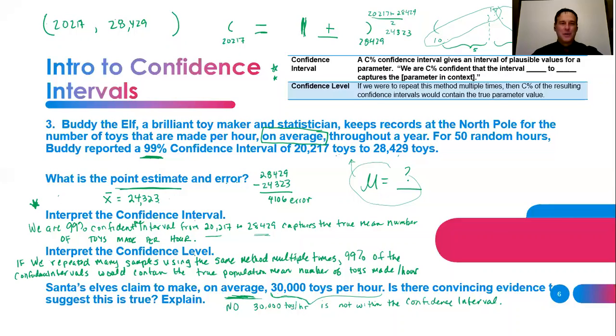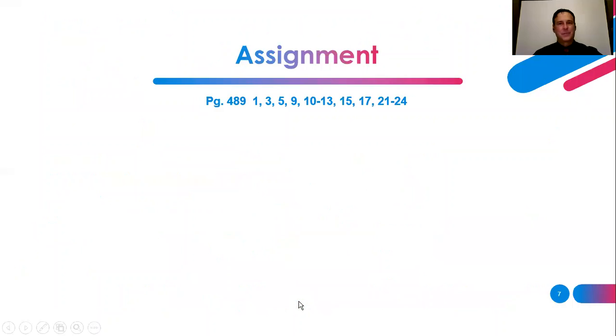Because again, we are 99% confident that the true average is really no higher than 28,429. That's as high as we think it's going to be on average. Their estimate is a little too strong. Now while this is your assignment from your textbook, keep in mind that this is probably multiple choice.